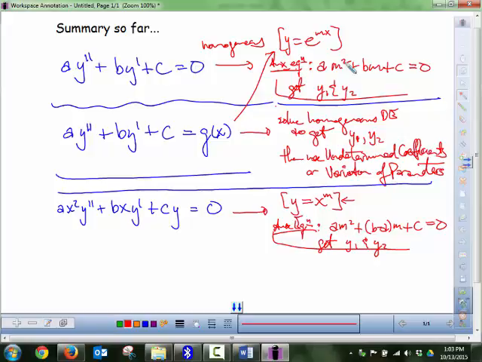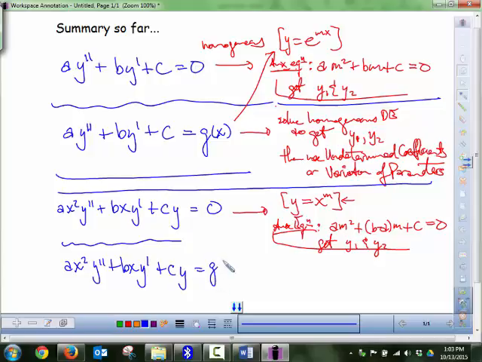And then when we throw in your right-hand side and make this into a non-homogeneous, then we do the same thing, starting off over here.